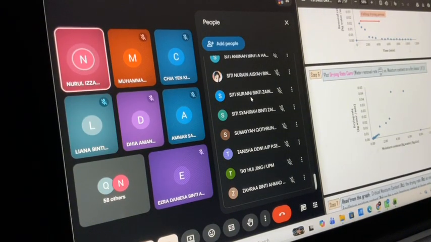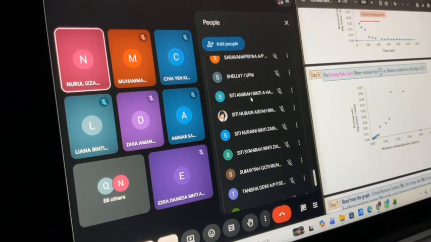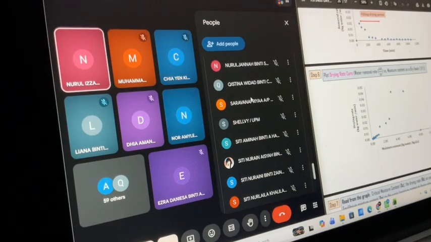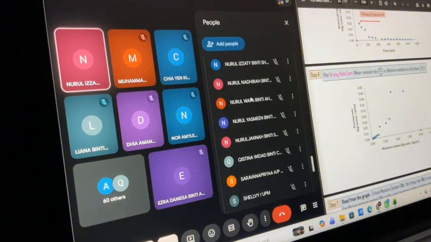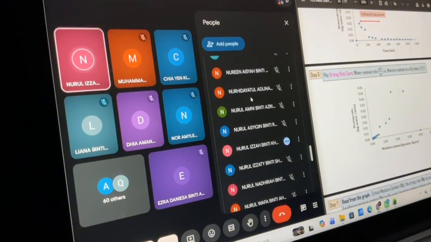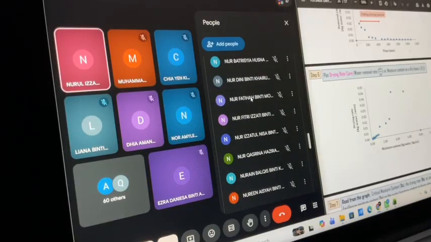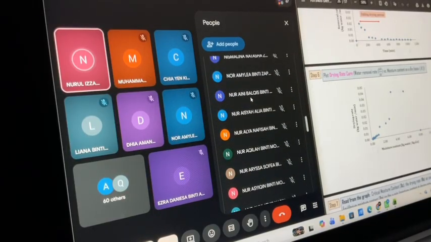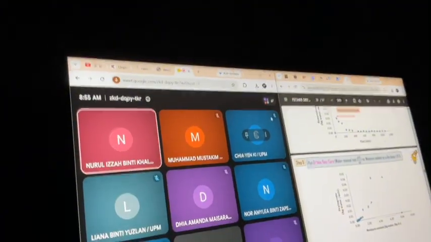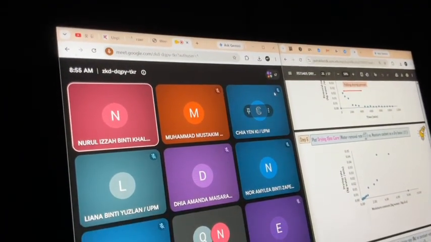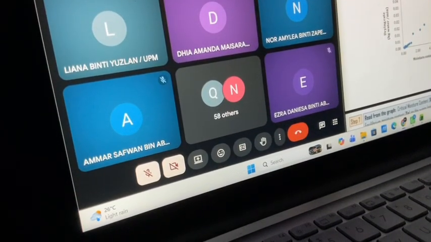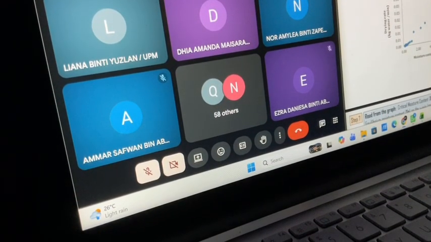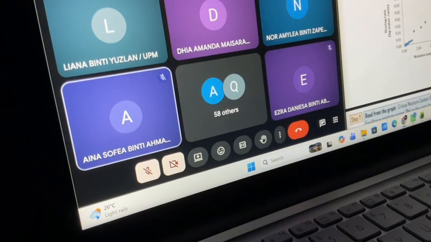And then Nur Amelia binti Zafalidin. Yes, Doctor. Thank you. And then Nur Amira Nazira, Nur Amira Nazira binti Sumiran. Okay. Next we have Aina Sofia. Is Aina Sofia here? Yes, Doctor. Okay, thank you.